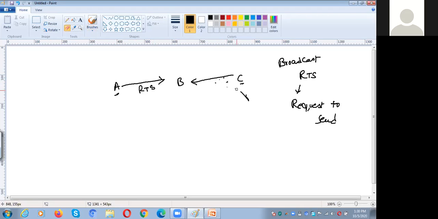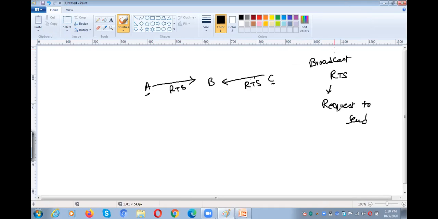Whenever a node is willing to transmit information to another node, what they need to do is send a request, which is called request to send. So what is request to send? It contains the sender address, the receiver address, and the time required for transmitting the data, how much time they need to communicate with that particular node.